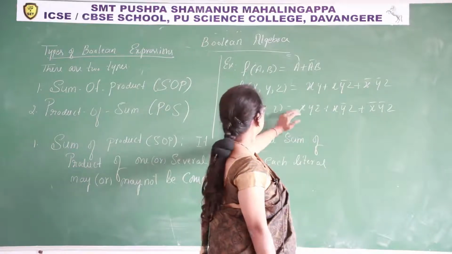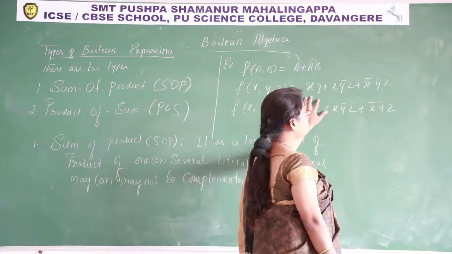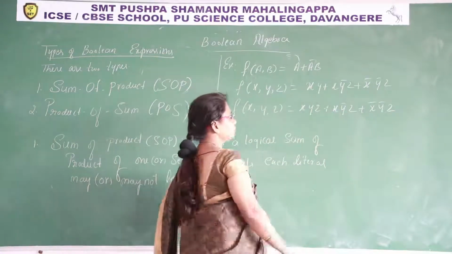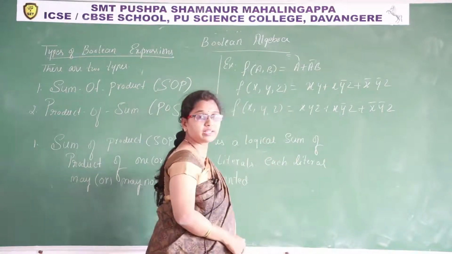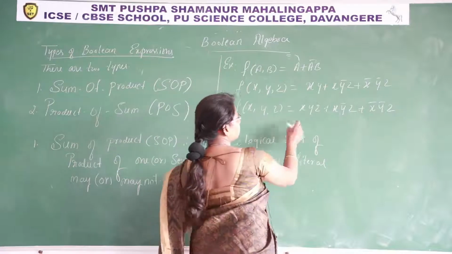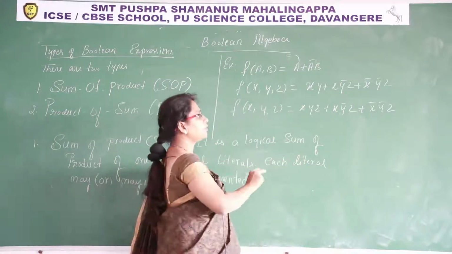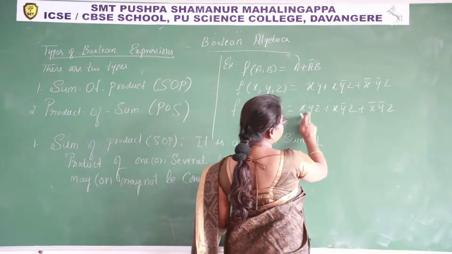In this example, if all sub-expressions have all variables or all literals, then we call each term a min term. How can we write a min term? Total how many variables? 3 variables. All 3 variables are present in the sub-expression. So what is the value of x, y, z here?